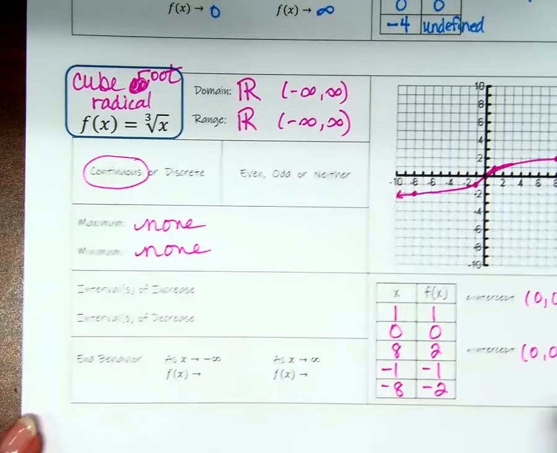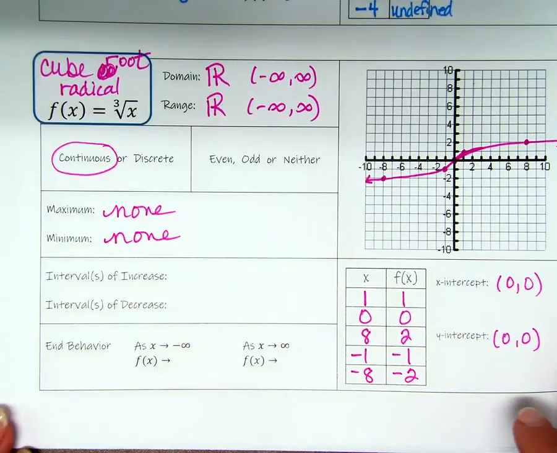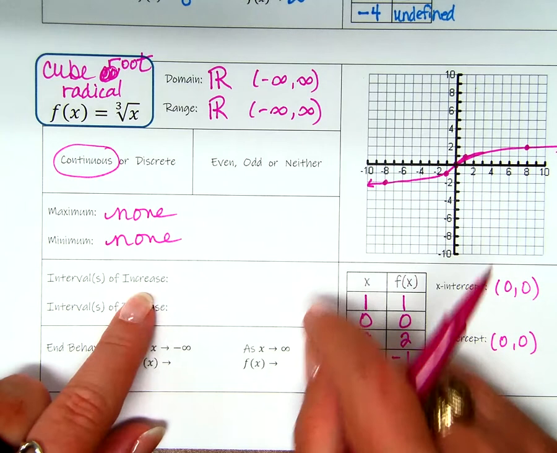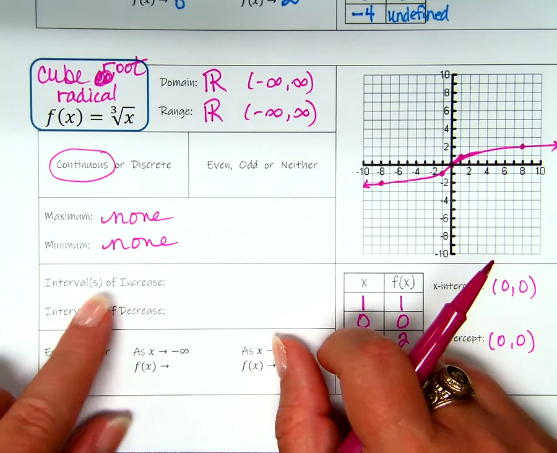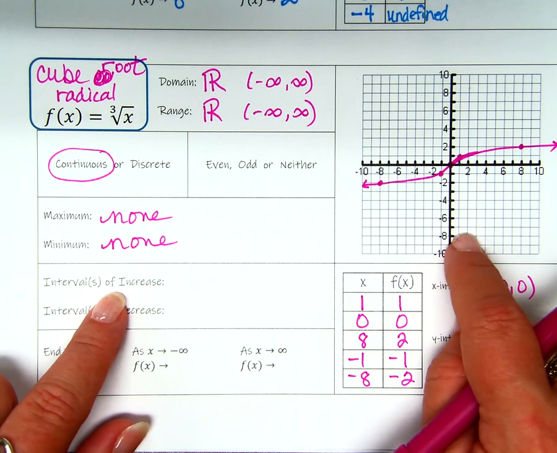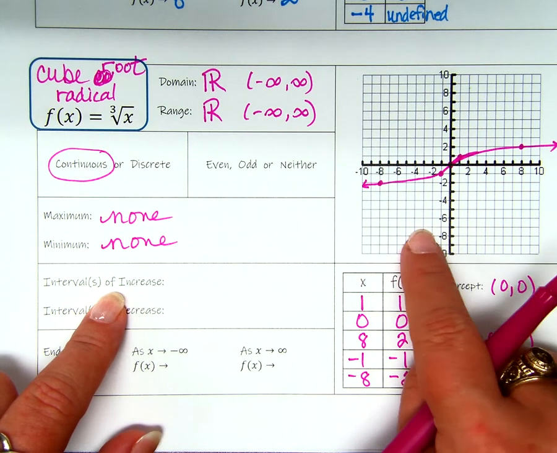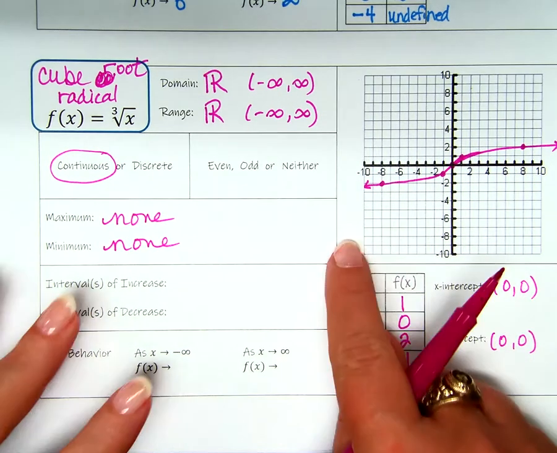Intervals of increase and decrease. What do you think? So is that increase or decrease? Why do people get confused on this? They forget to go where? Left to right. That's exactly right. They forget to go left to right.